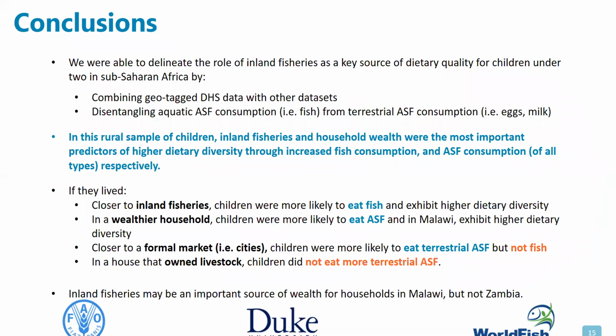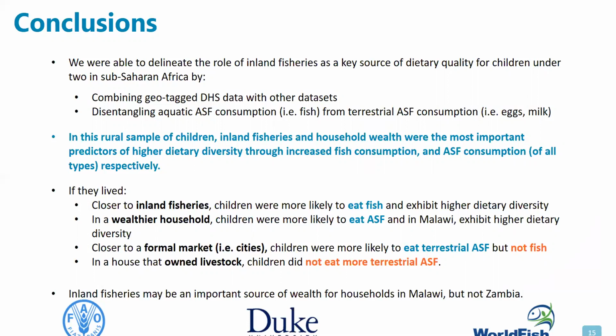In conclusion, we were able to delineate the role of inland fisheries as a key source of dietary quality for children under 2 by using DHS data sets combined with other geographical data sets. We were also able to disentangle aquatic food consumption from terrestrial ASF consumption, looking at how aspects of the environment are associated with these foods. And in this rural sample of children, inland fisheries and household wealth were the most important predictors of higher dietary diversity through increased fish consumption and ASF consumption of all types, respectively.